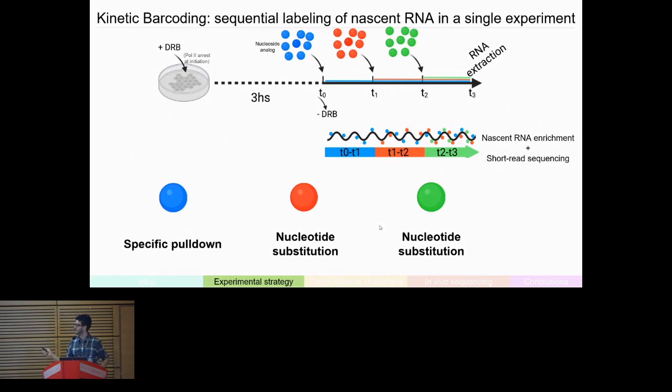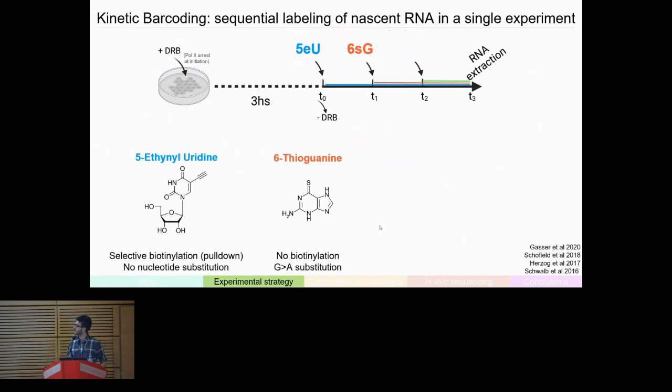So for the chemistry people in the audience, if there's any, the molecules we're using are 5-EU or 5-ethynyluridine that we think we can selectively biotinylate and pull down, but shouldn't get any nucleotide substitution. The second one is 6-SG or 6-thioguanine, a G analog that shouldn't get the biotinylation, but it should get the G to A substitution. And then finally, the same one I was mentioning before, 4-SU or 4-thiouridine that shouldn't get the biotinylation, but should get a T to C substitution. So pull down and different substitution types.